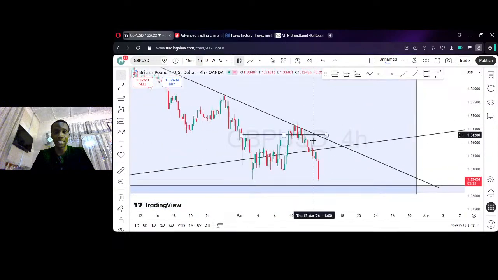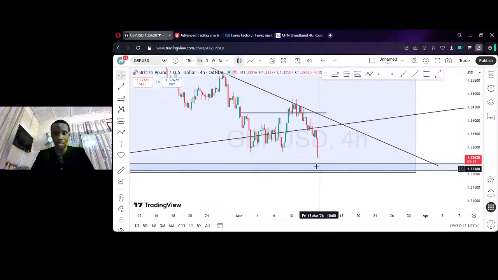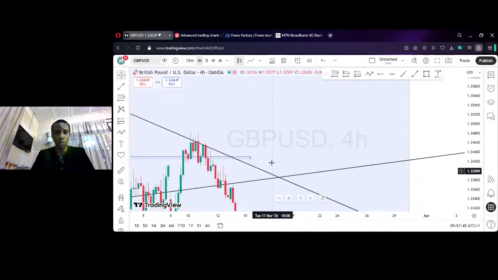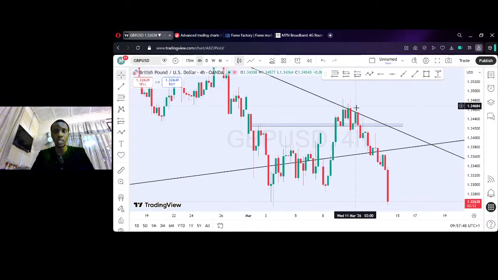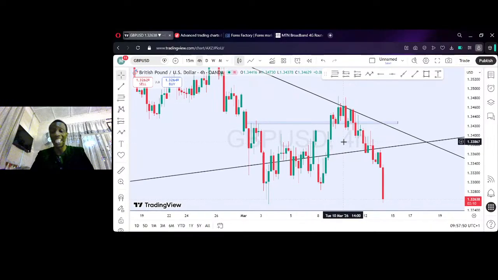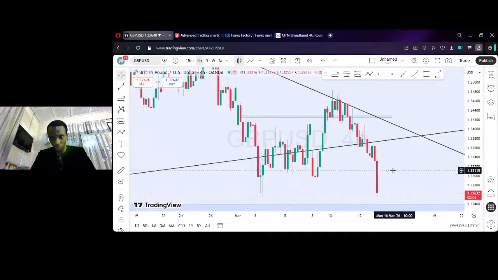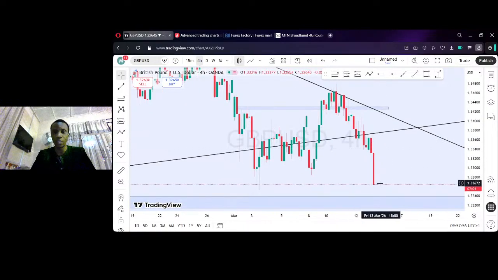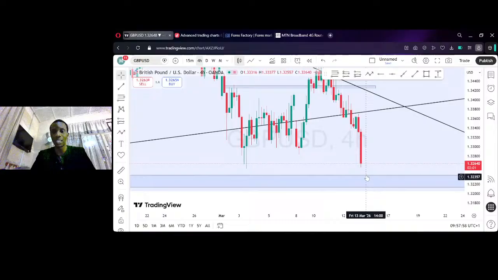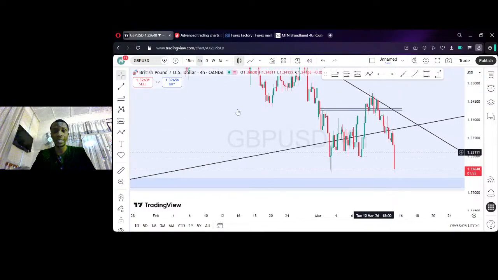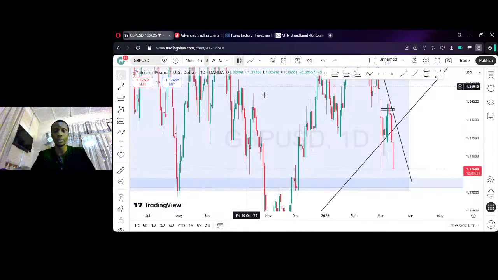I said that if price can hold around here, it's coming back down to test the support level. And as you can see, price closed with a bearish engulfing candle. It engulfed the previous 4-hour candle and price sold down. It pushed down effortlessly and is coming to test this support level again. Now coming to the daily time frame.